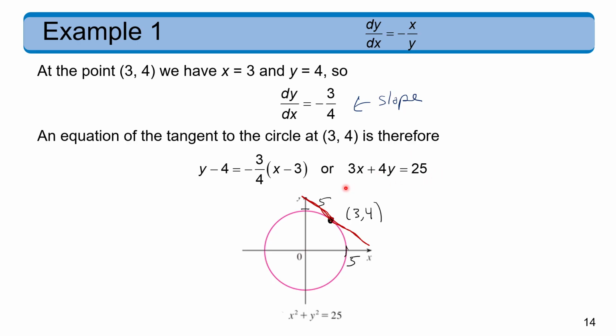We sometimes write lines as constant times x plus constant times y equals a constant. Either way is fine. That's just a simple type of simplification. So now we've completed an example where we had an implicit equation, and we learned the method for how to find dy dx. And then we saw an application in using that dy dx to find the slope of a tangent.